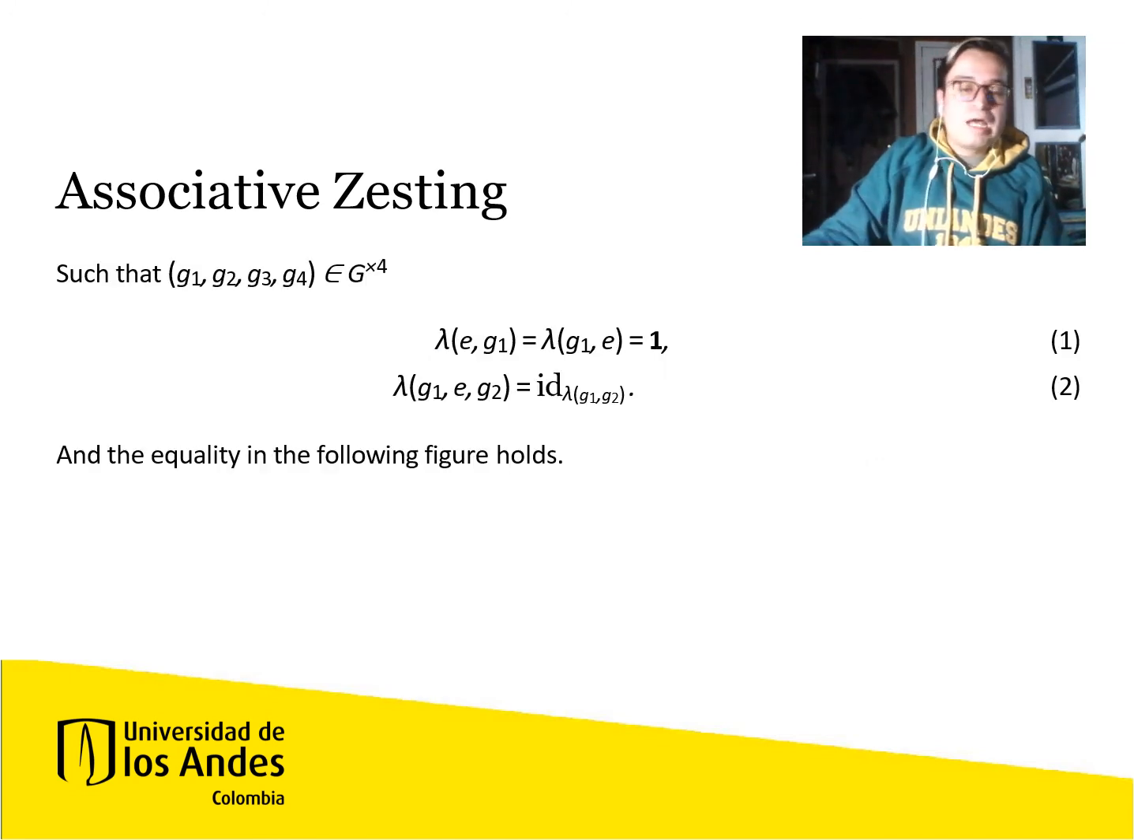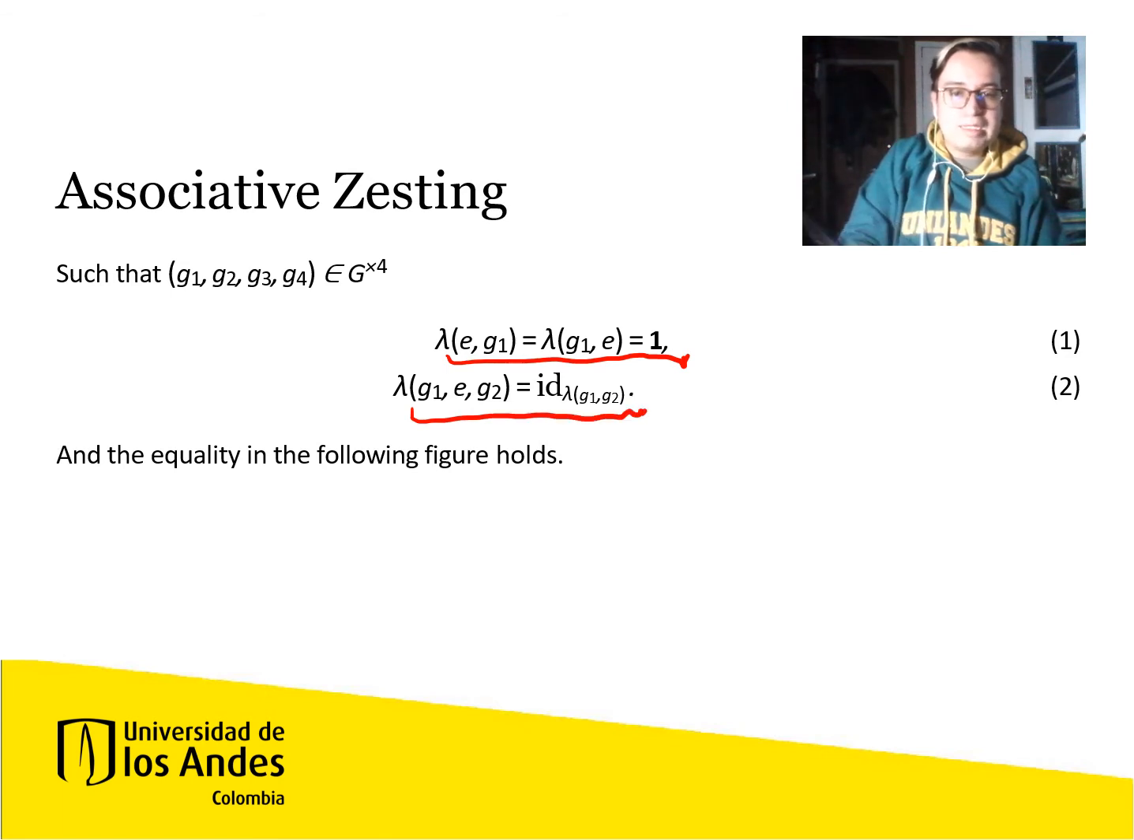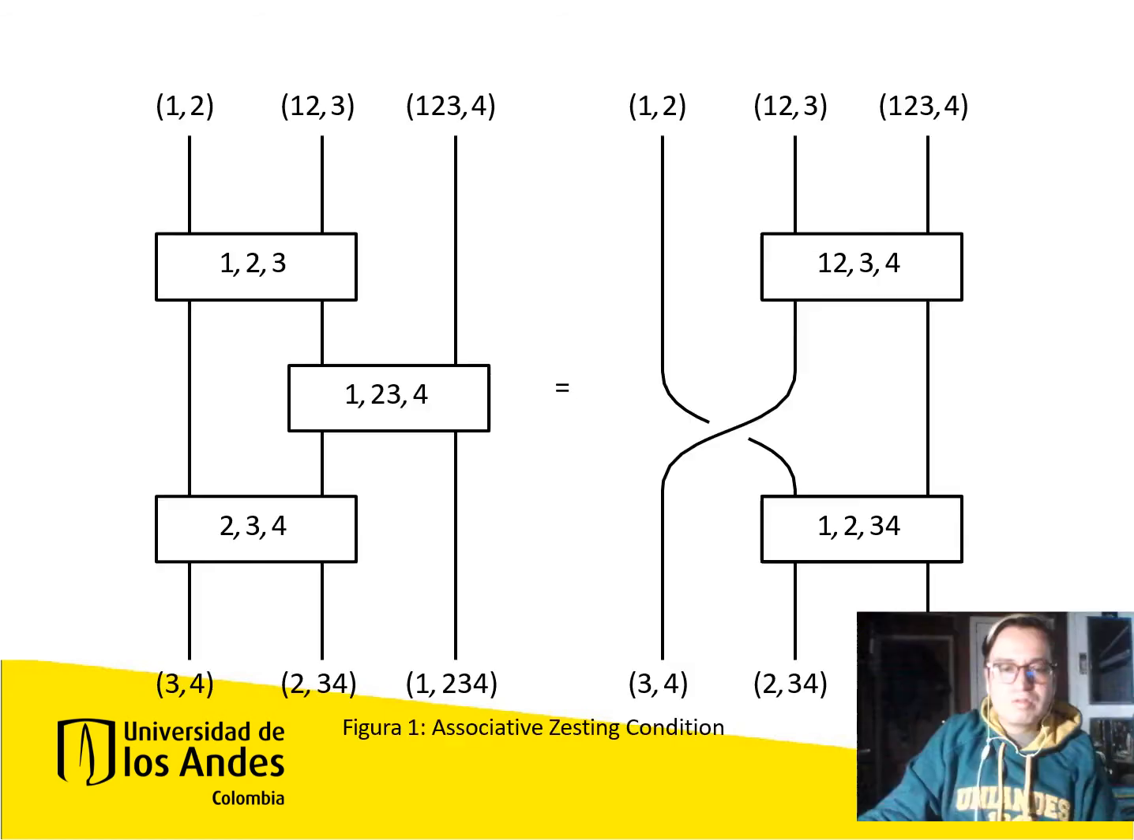With this in mind, I will need the following conditions for an associative zesting. First, these conditions with the identity of the group. Also, this condition here with the identity, and the following equalities in the figures will hold. These conditions are compatibility conditions: two different ways that we go from these labels to these labels are equal, using the isomorphism lambda in different ways.